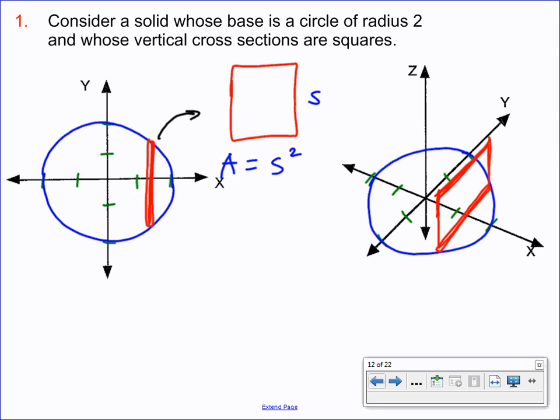So let's go ahead and think back to the general form for the equation of a circle. My base here of the solid is a circle. And what's the general form for the equation of a circle? X squared plus y squared equals r squared. Perfect. So for us, the general form for the base here would be x squared plus y squared equals 2 squared. Okay, does everybody see that? So my equation here for the circular base is x squared plus y squared equals 4.